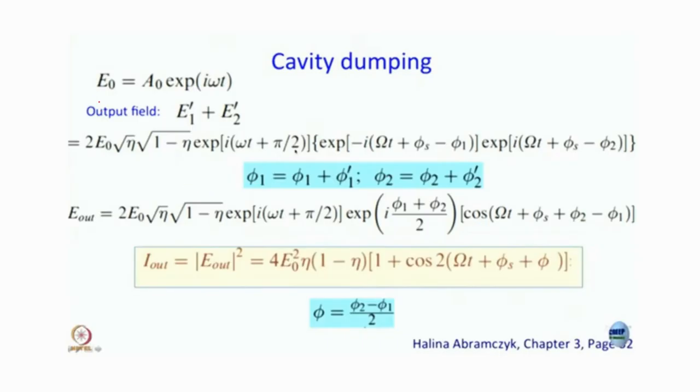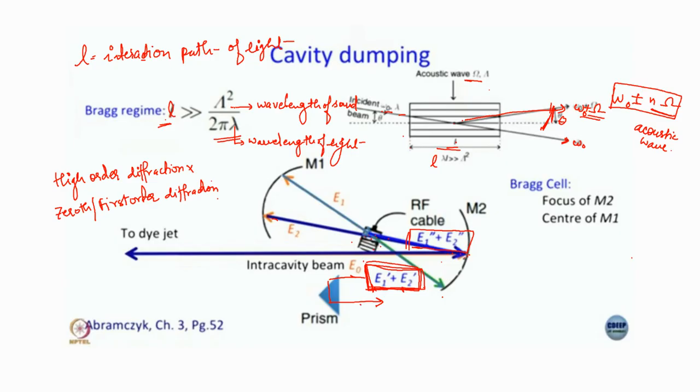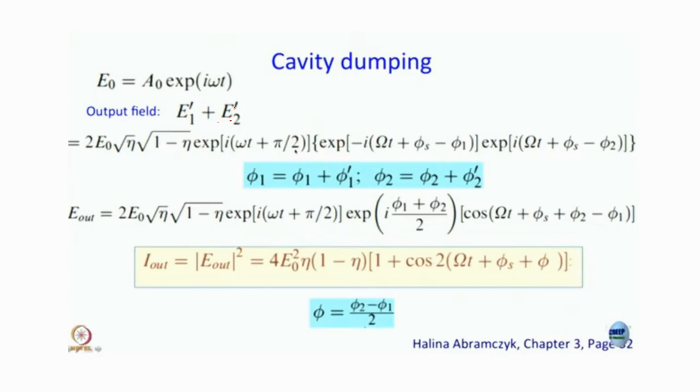So this is a long derivation where we have taken E naught, and E naught equals A naught e to the power i omega t, where i is the iota, omega is the angular frequency, t is time, and A naught is the value of amplitude. So E naught is the electric field component of the incident light. The output field, on the other hand, is given as E1 prime plus E2 prime. This we had studied from here. Okay. Diagrammatically also, it is easy to understand how this E1 prime plus E2 prime thing works.